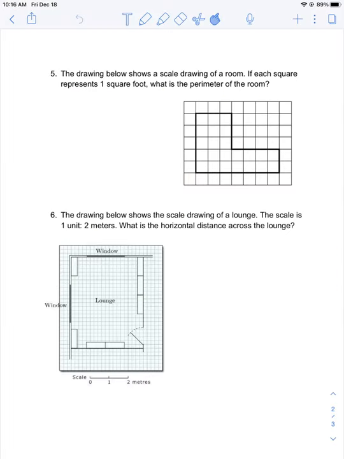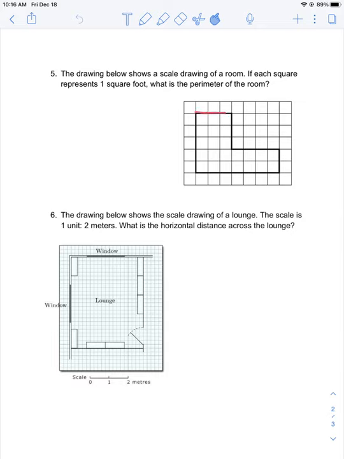All right, so on the second page, we're going back to scale drawings. Number 5, the drawing below shows a scale drawing of a room. If each square represents 1 square foot, what is the perimeter of the room? All right, pause for a second and think. What is perimeter? We learned this back in like 4th and 5th grade. Perimeter is the distance around an object. So I need to find the length of each side and then add it together.